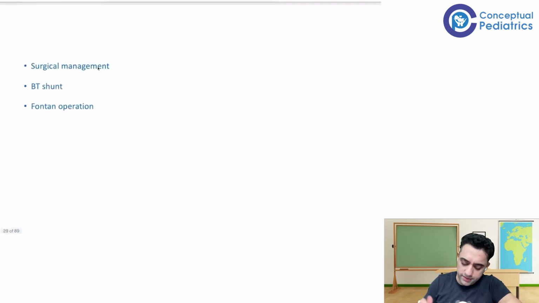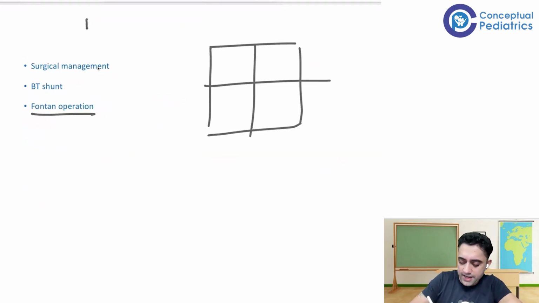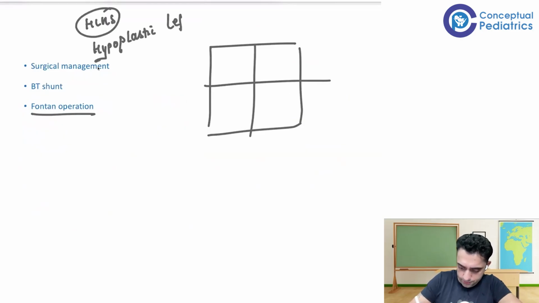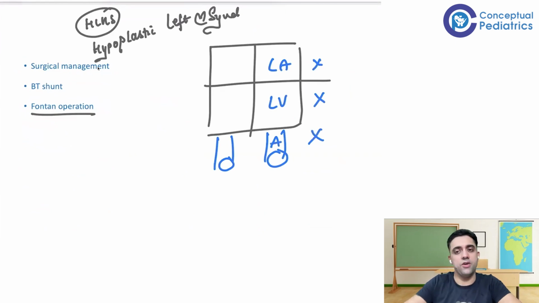Second thought process, I'm going to do the Fontan operation. Now, what is the Fontan operation? We can do the Fontan operation, if you remember, in a case of HLHS. What is HLHS? Hypoplastic left heart syndrome. If you remember, we had studied a disease known as hypoplastic left heart syndrome. As the name says, hypoplastic left heart. So the left atrium is not working, the left ventricle is not working, and the aorta is not working. There is a hypoplastic left heart, the left side of the heart.